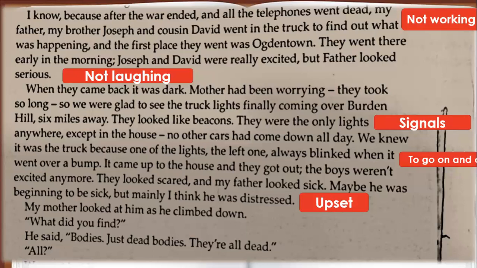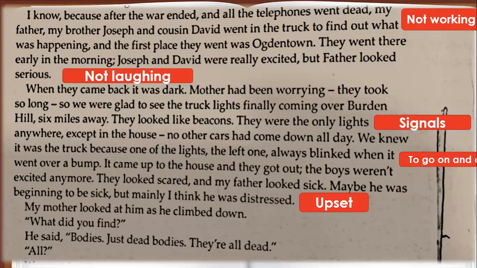My father, my brother Joseph, and my cousin David went in the truck to find out what was happening in Ogden Town. So she tells us that her father, her brother, and her cousin went to Ogden Town by truck to see what had happened in this town.